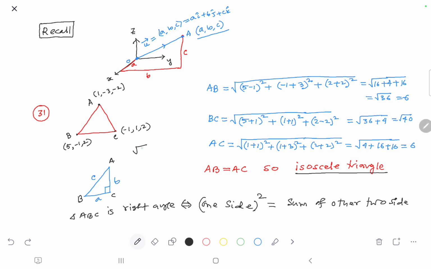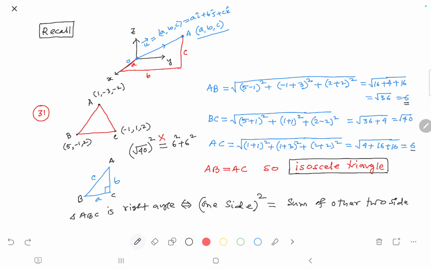Wouldn't this just be isosceles because two of them are 6? Yes, they are isosceles. You are correct. Very good, so we wrote it here: this is an isosceles triangle. But I'm telling you, the largest side squared equal to the sum of the other two sides squared, is it true or false? No, this is not true. So it is not a right angle triangle.